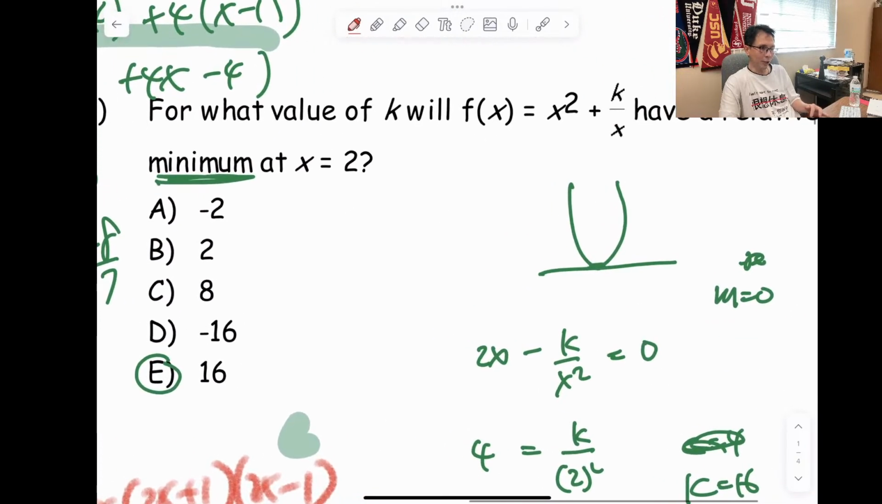Now, a lot of people say, I don't know how to start this question. This question is fairly easy. There's a relative minimum at x equal to 2. Guess what? That means the derivative must equal 0. So I take the derivative, set it equal to 0, plug in 2, and then solve for k. It's not rocket science. For a relative minimum, the derivative has to be 0. Any minimum or maximum has a critical number.